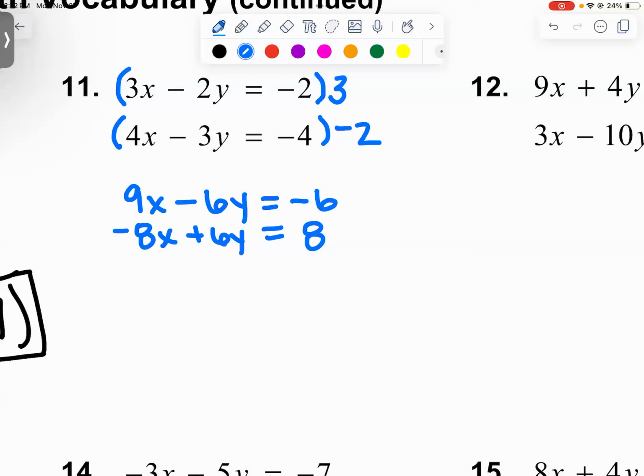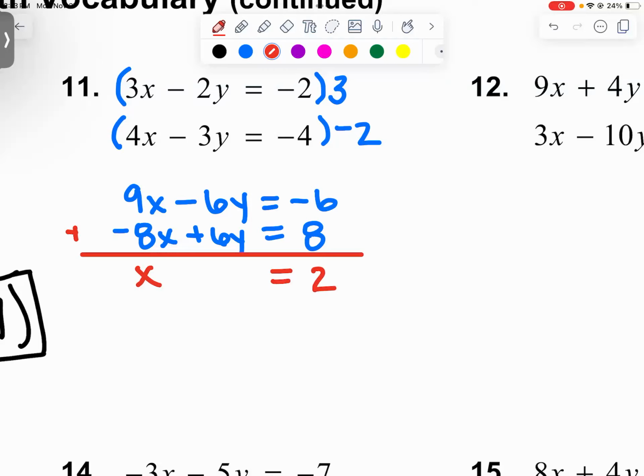Yes. So we have to have fractions. Not probably for coefficients, but for answers, yeah. All right, here we go. Let's do this. If we add these together, our y's cancel out. What do we have here? 1x. We have x equals 2.